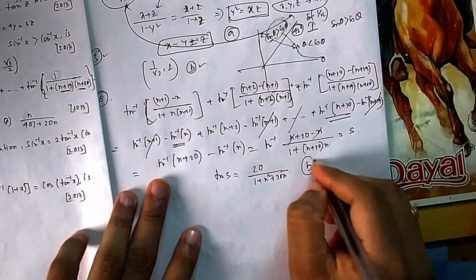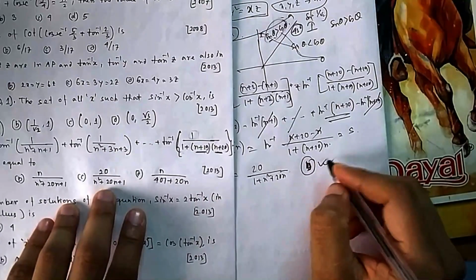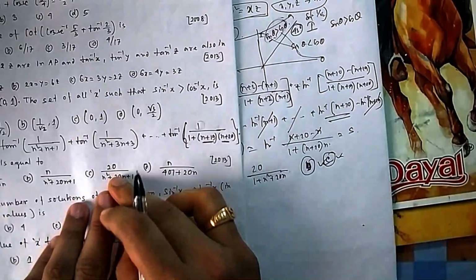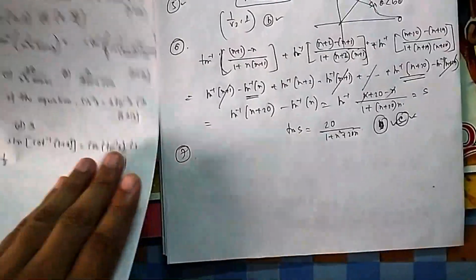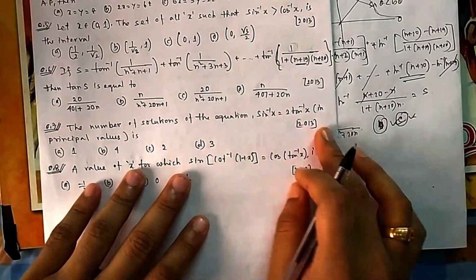So that is your option B. Sorry, C. B there is no C. 20 by n square plus 20n plus 1. Now if you come to 7, the number of solutions of this one.